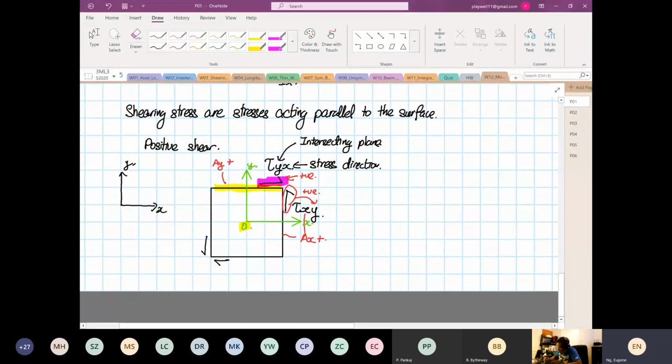If we look at the other end, you will realize that the area is negative, and the direction in the x is also negative. Negative times negative becomes positive. Likewise, the area is negative and the stress acting direction in the y is also negative, so negative by negative is positive. Positive times positive is positive, and negative times negative is also positive. If we draw the deformation pattern, it will look like this.